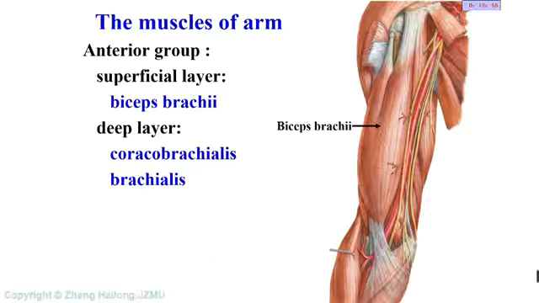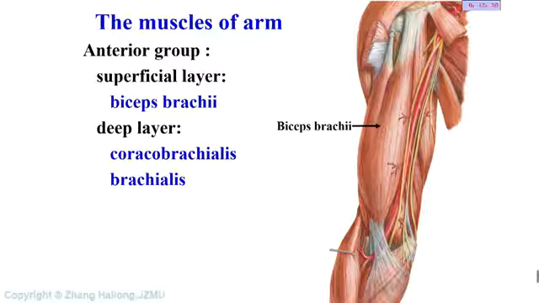Now we'll study the muscles of the arm. In front of the arm and on the back of the arm, there are different muscle groups. First, let's see the anterior group in the right arm. The anterior group has a superficial layer and a deep layer. There are two layers. First, in the superficial layer, there is one muscle. The muscle's name is biceps brachii. Biceps brachii is a very important muscle.